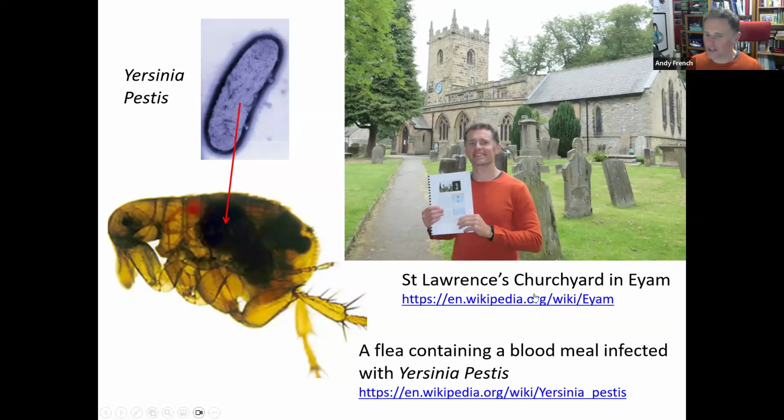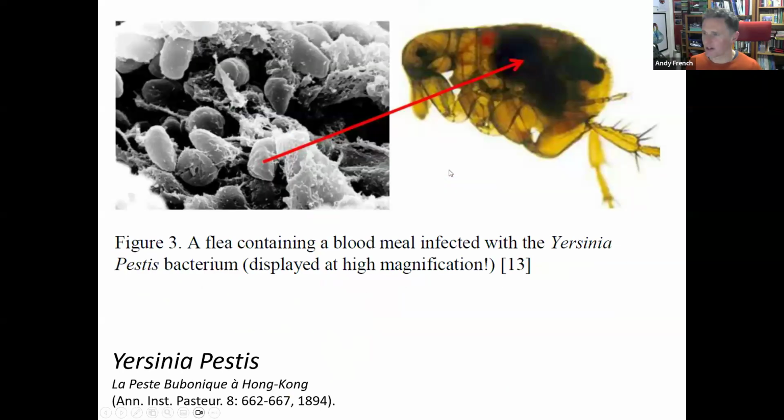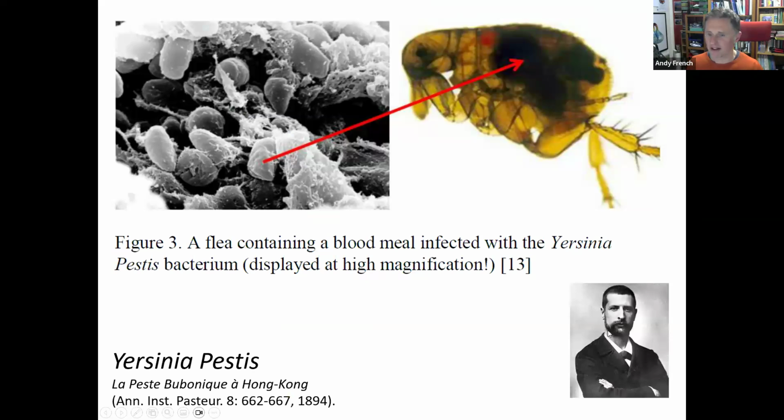So there we go. That's St Lawrence's Churchyard in Eyam. There's my little paper, which was published in Physics Education a few years ago, and it's the first chapter of Science by Simulation. Right, some gruesome pictures to set some context. Yersinia pestis is named after Alexander Yersin, this chap here. He's a real hero. Looks like a hero too, really.